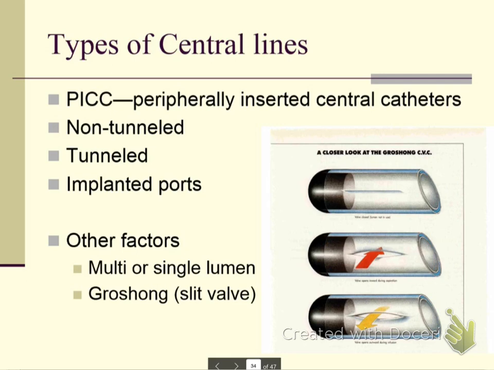Non-tunneled would be like that IJ or the subclavian. We see a lot of those. The subclavian goes into the subclavian vein, down into the superior vena cava. The IJ goes into the internal jugular. But those are going directly into larger veins. It's closer to the heart.